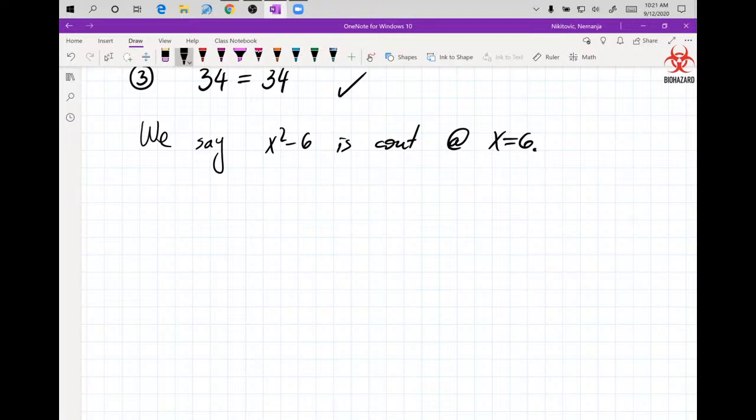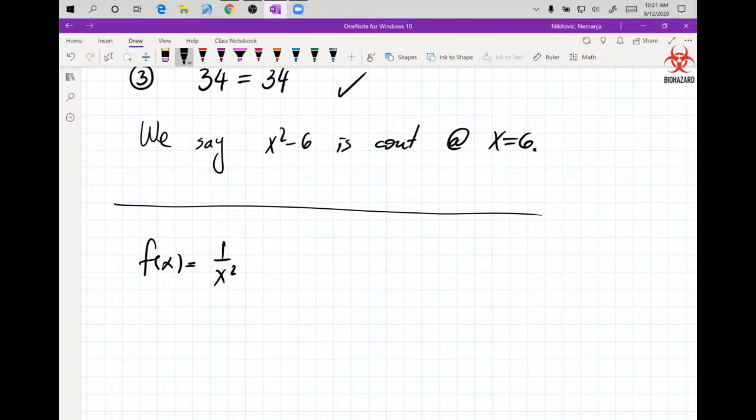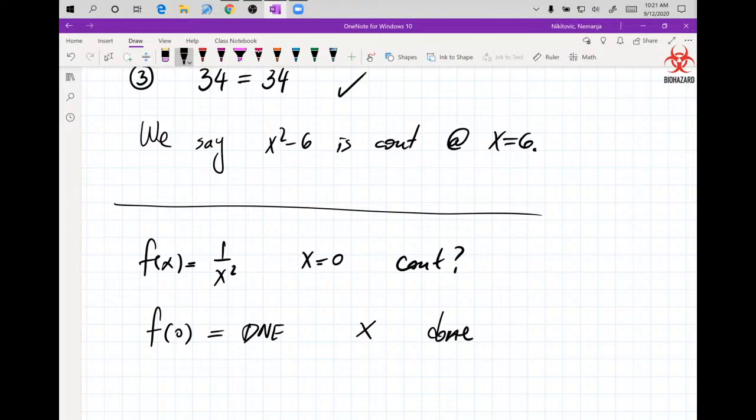You can try and say f of x equals 1 over x squared, x equals 0, continuous or not. You go, all right, how much is f of 0? Does not exist. Well done. As soon as one of these three conditions fails, immediately continuity at the point is lost. So it's not going to win 2-1. It can only have all three.